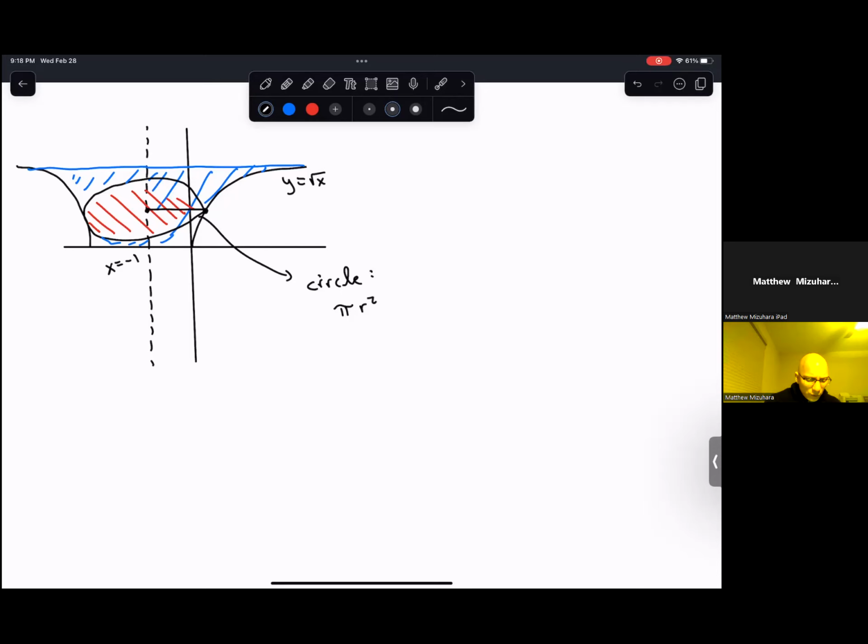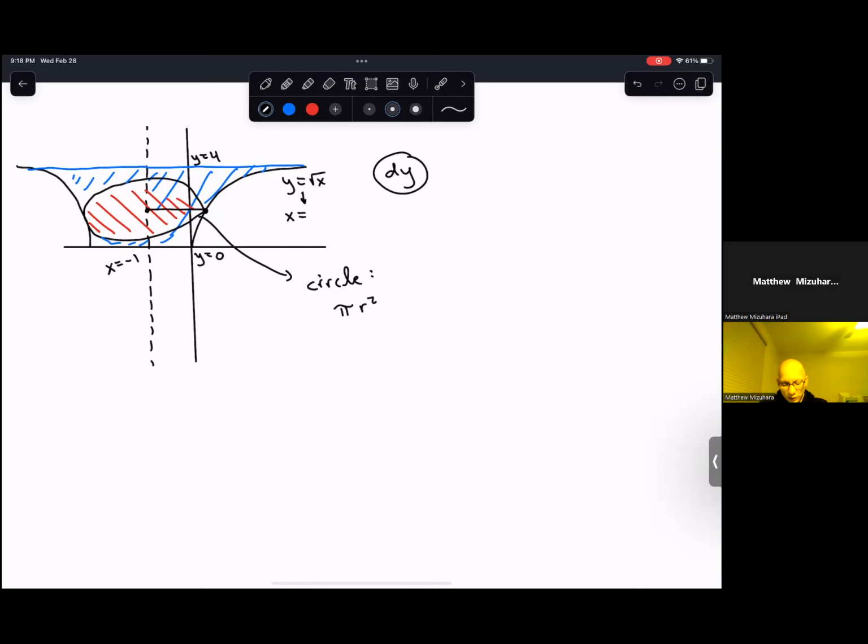First of all, something I notice is that because I have a vertical line that I'm rotating around, when I integrate, it's going to be a dy integral. This is true for all of the problems. I'm integrating from y equals 0, which is in the problem statement, up to y equals 4. And because of this, I'm going to need to rewrite my function as x a function of y. So x equals y squared.